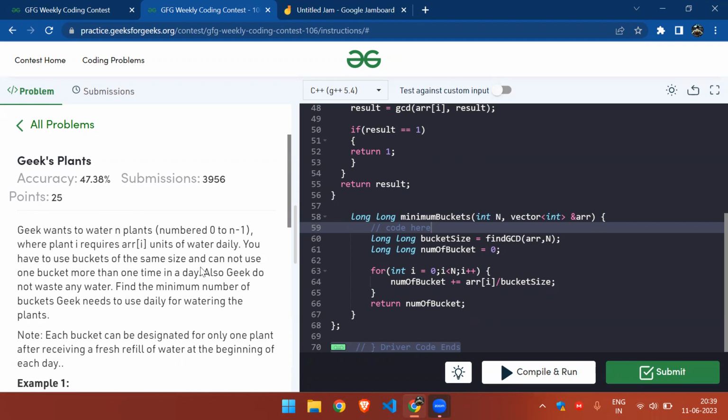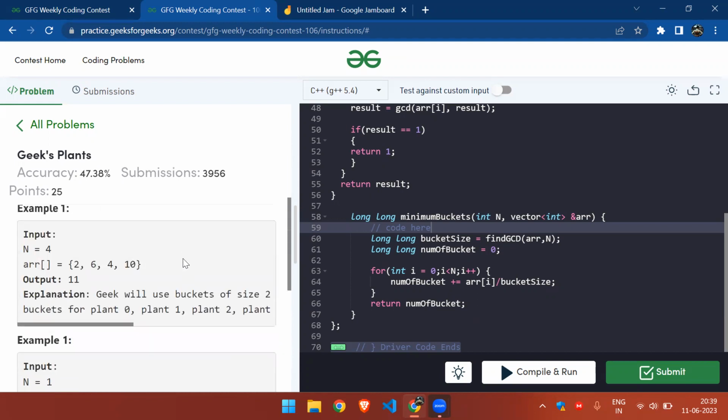What we have to do is use buckets of the same size, and also we cannot use more than one bucket in a day. And he should not waste any water as well. Also, we have to return the minimum number of buckets he needs to water his plants daily.